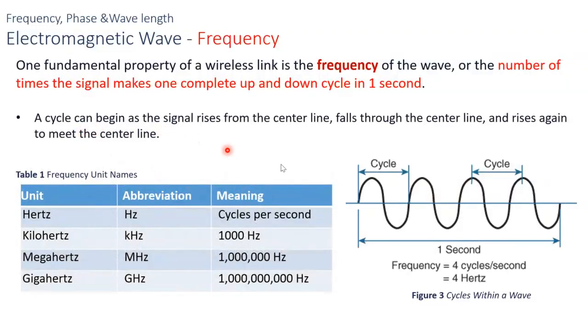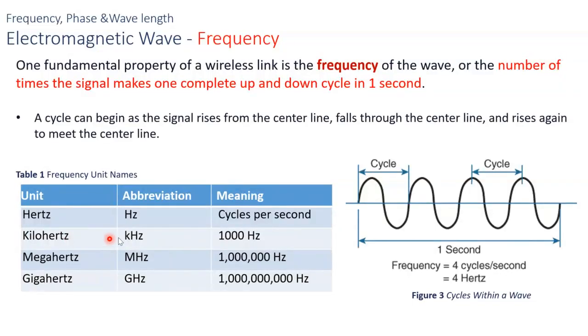So a cycle can begin as the signal arises. Here the cycle begins from the center line and falls through the center line and rises again till here. So here it rises, then it falls down, then it rises again. Here it completes one cycle to meet the center line.